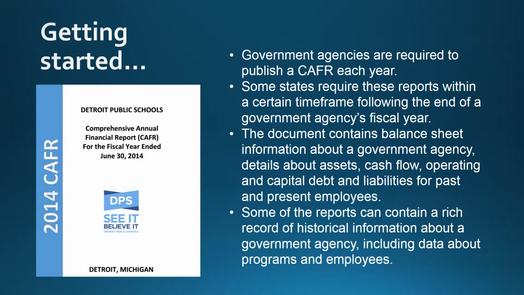Let's get started. Government agencies are required to publish a comprehensive annual financial report each year. Some states require these reports to be filed within a certain time frame following the end of a government agency's fiscal year. The document contains a balance sheet, information about a government agency, details about its assets, cash flow, operating and capital debt, and long-term liabilities for past and present employees' pensions and health care.